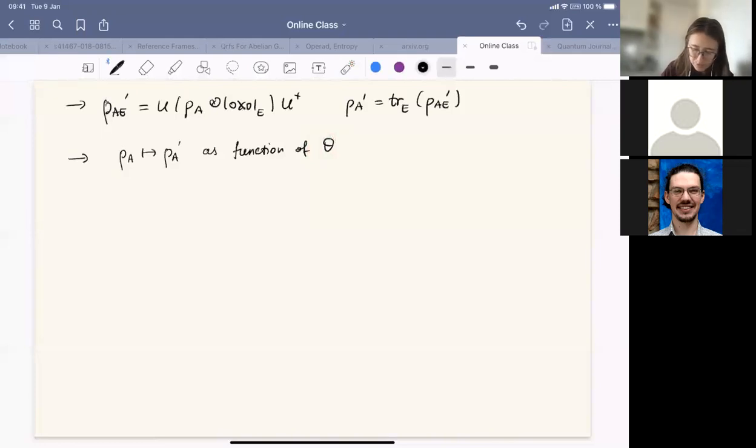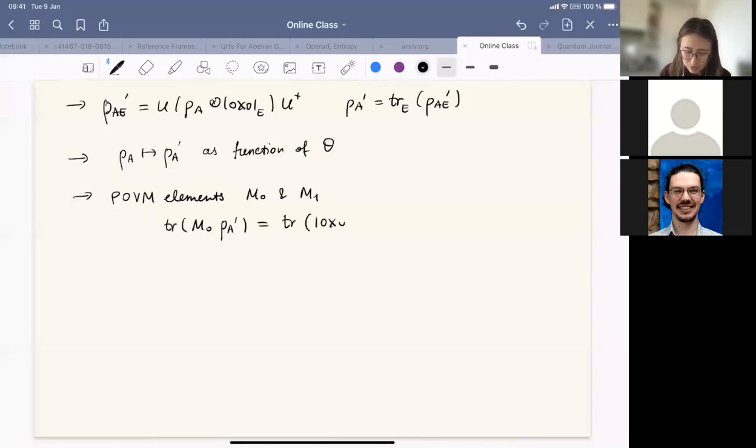Then for particular values of theta, you need to find the POVM elements M0 and M1, which would correspond to measuring 0 or measuring 1. So this would mean that we would need to find the POVMs M0 and M1 such that projecting rho prime into M0, the trace of it would be the same as just measuring 0 on the initial state, and the same for M1.